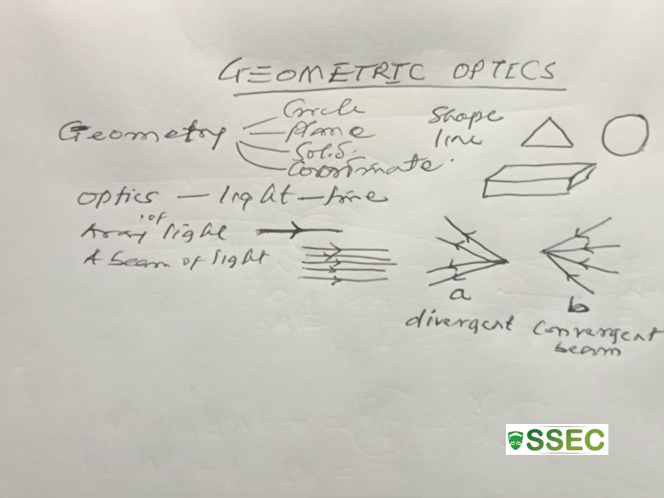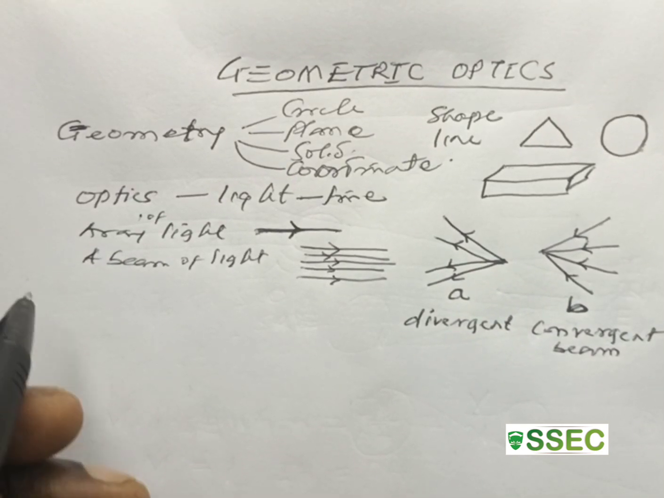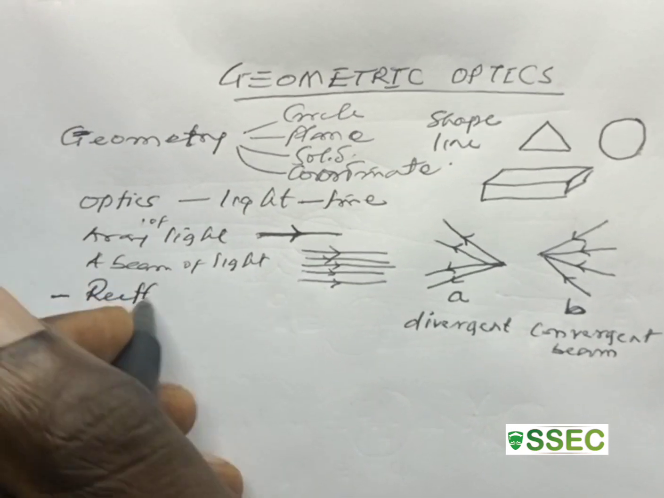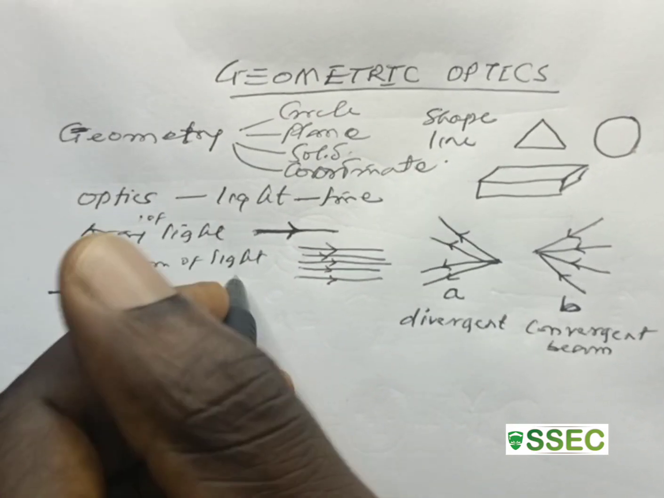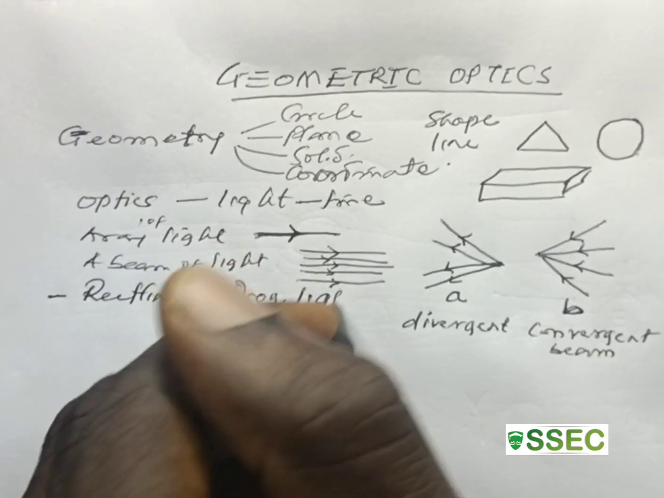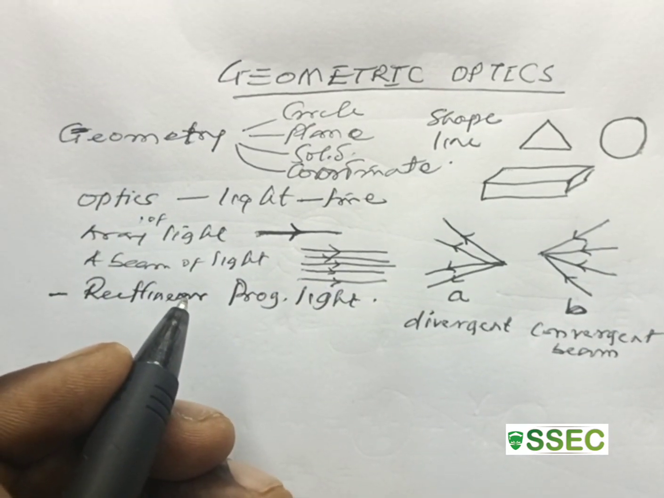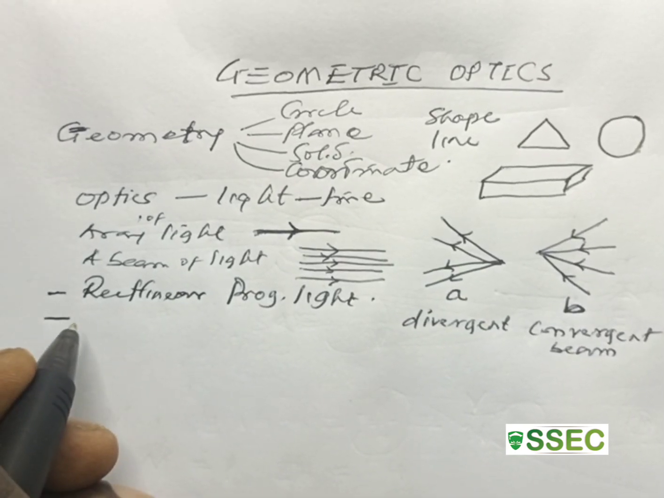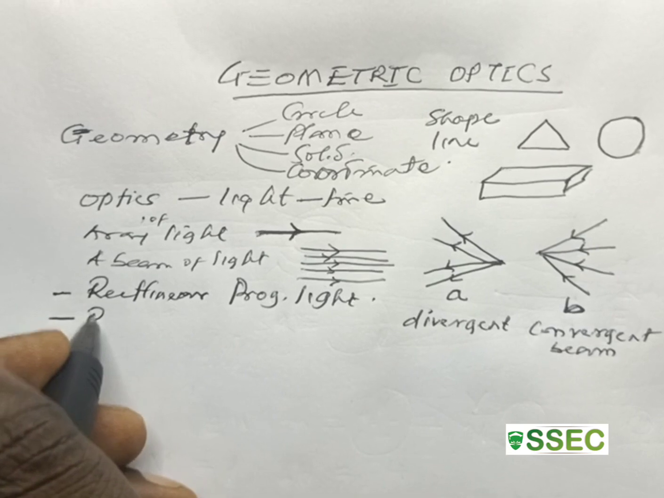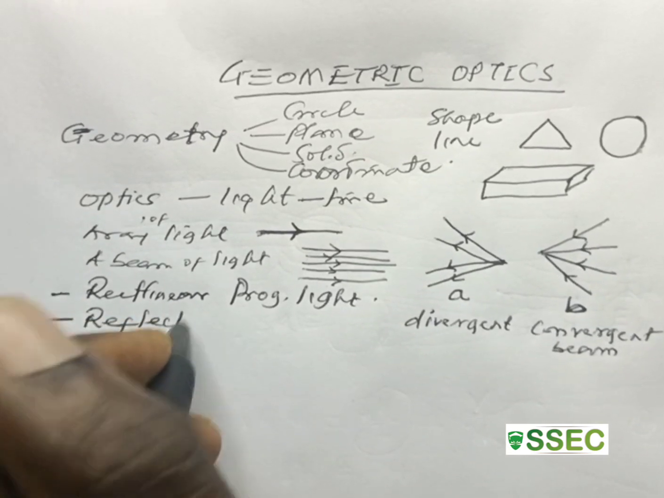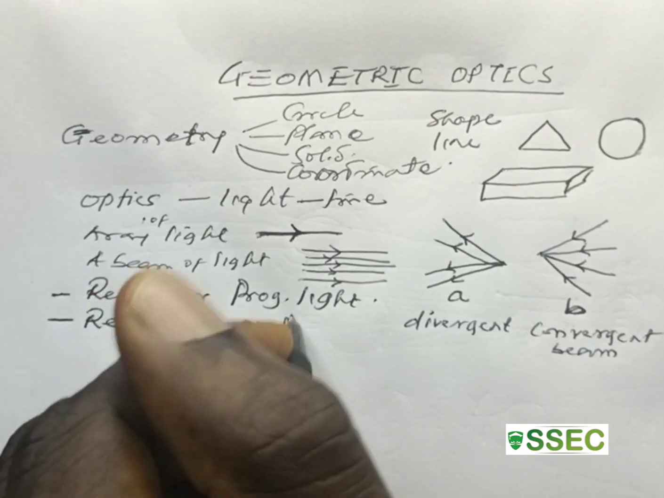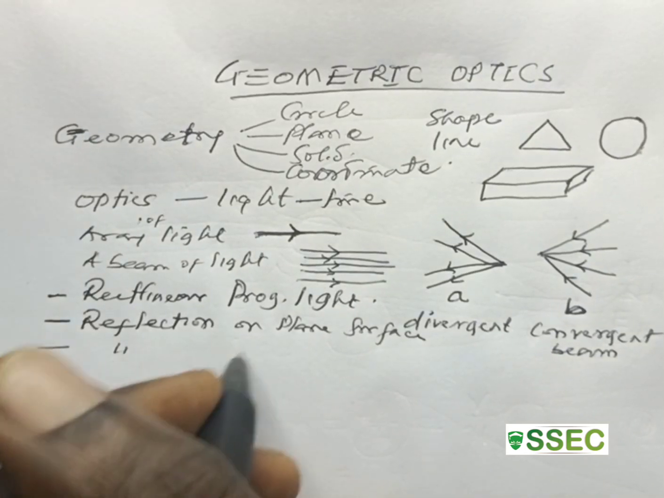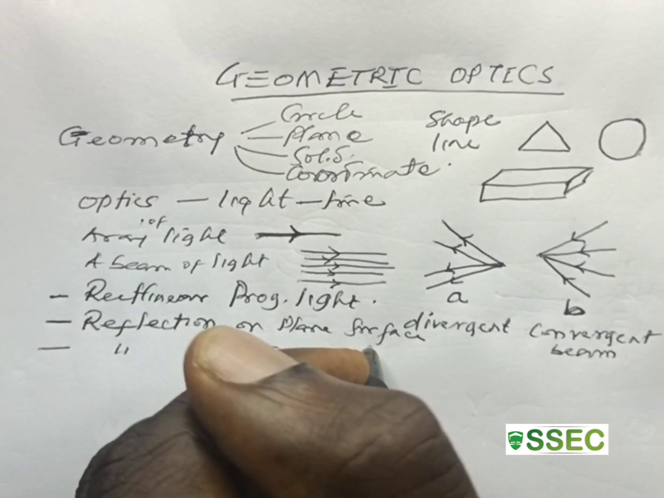So under this aspect of physics called geometric optics, we have some topics that we'll be considering. The first one is rectilinear propagation of light. We'll be looking at the phenomenon of light travels in a straight line. The next topic, we'll be looking at one of the properties of light called reflection on plane surface. Then we also look at reflection on curved surface.